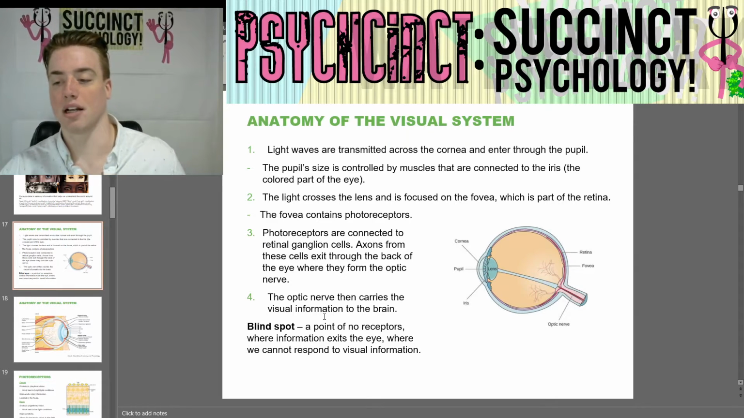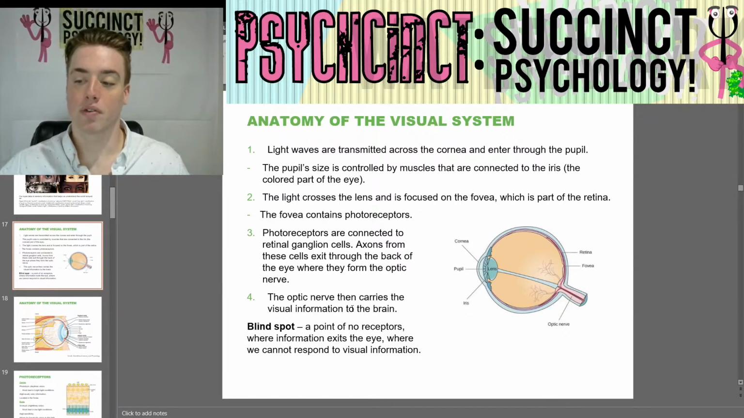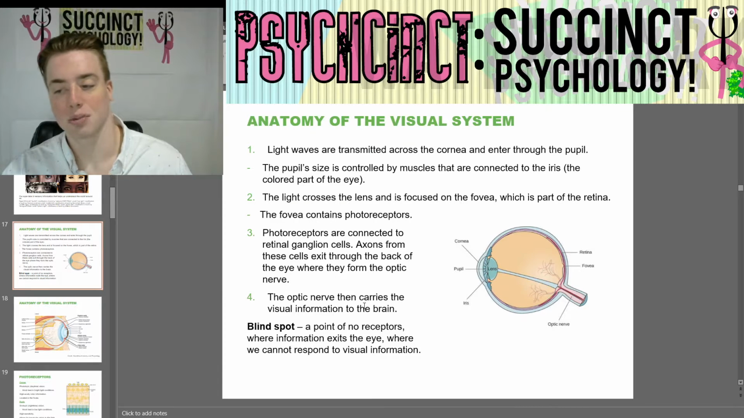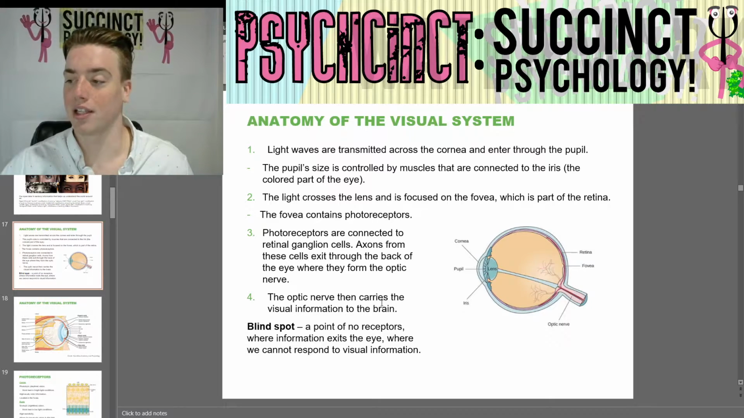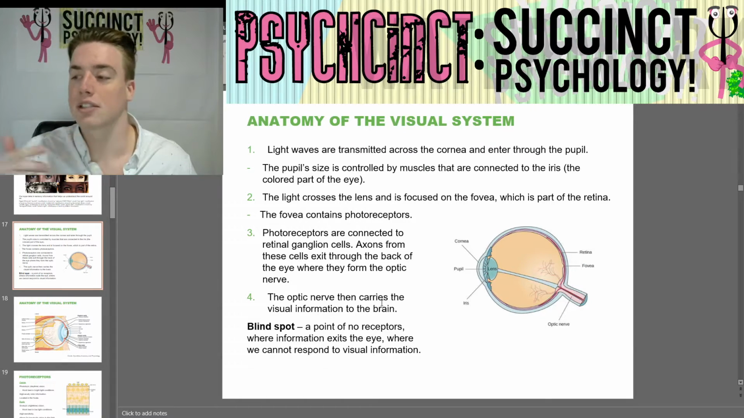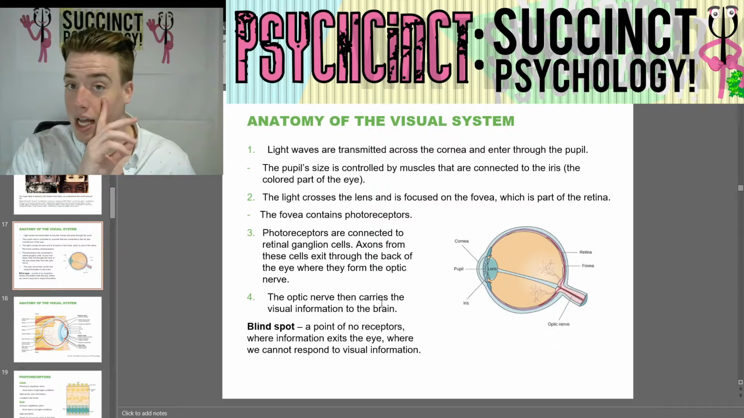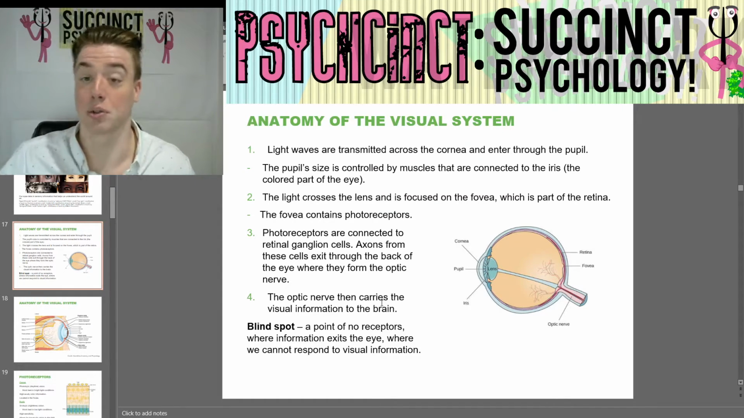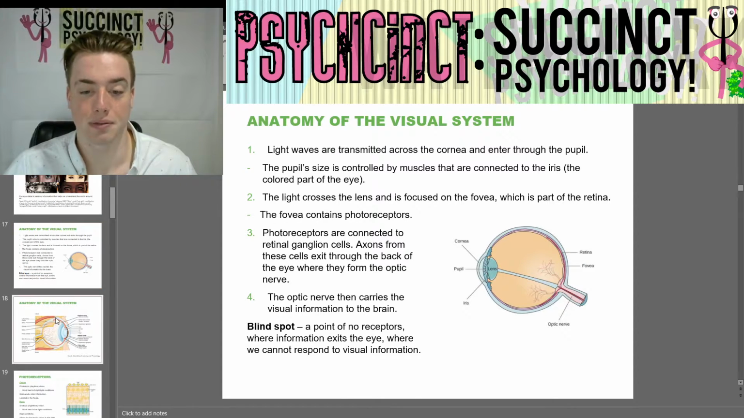The blind spot is a point of no receptors where information exits the eye, where we cannot respond to visual information. I saw this cool thing on Instagram with three dots, and the middle dot was red, and it said this will show you your eye's blind spot. Focus on the black dot for 30 seconds and then move the phone close to your face, and the red spot disappeared. I couldn't see it anymore, even though I knew it was right there. It was really cool. So that's a blind spot.